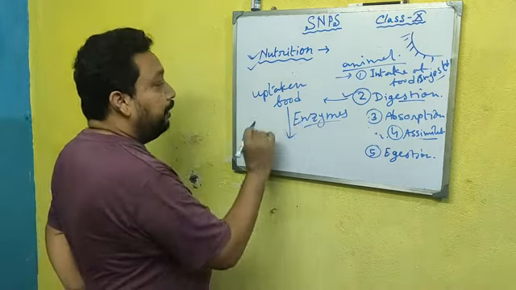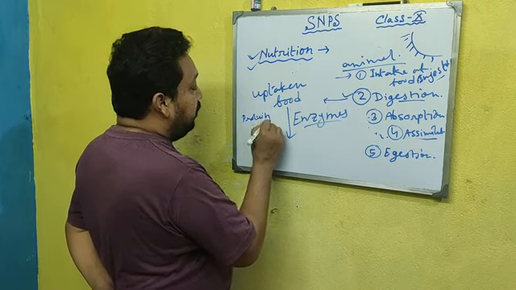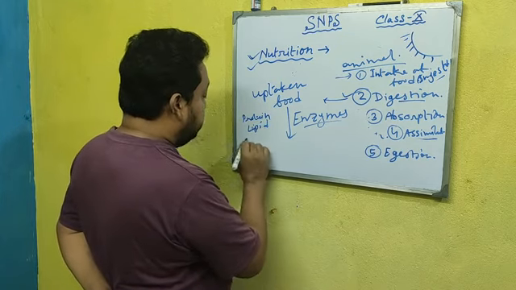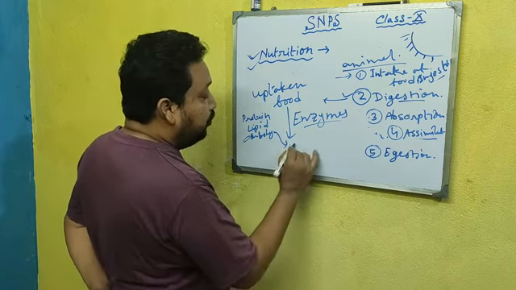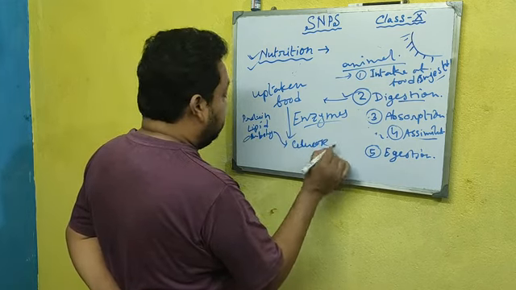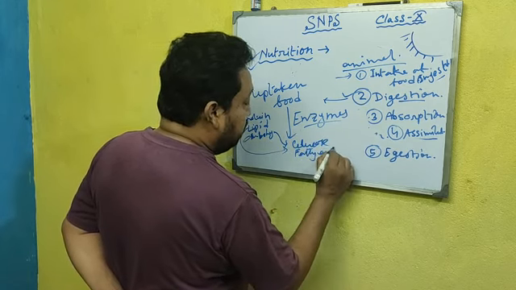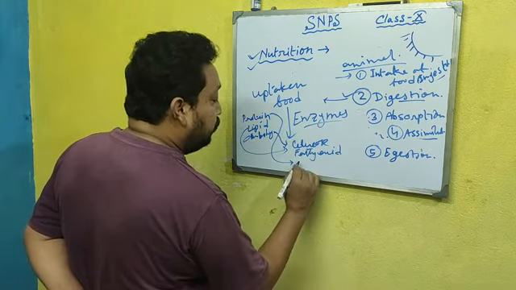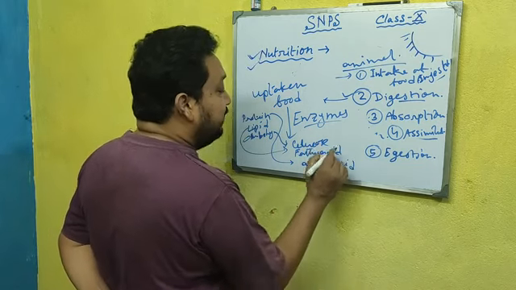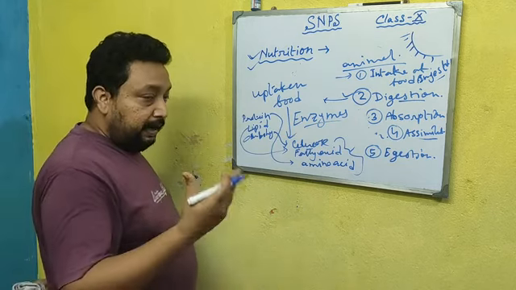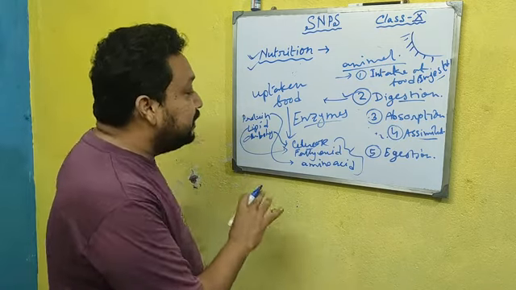Food mainly has three parts: protein, lipid and carbohydrate. Carbohydrate breaks into glucose, lipid breaks down into fatty acid, and protein breaks down into amino acid. And in these three forms, any kind of animal takes up its food into the blood. Okay, so this is the process of digestion.